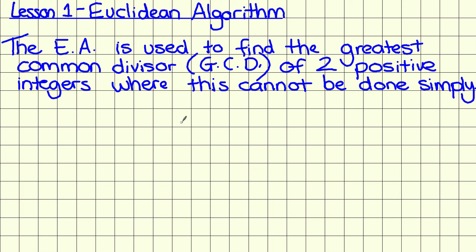Okay folks, so here's lesson 1 for the Euclidean algorithm. This is a brand new method that we've not done before, and we should cover it within like 2 lessons. It's a really short topic. The Euclidean algorithm is used to find the greatest common divisor, which I'm going to shorten to GCD, of 2 positive integers where this cannot be done simply.